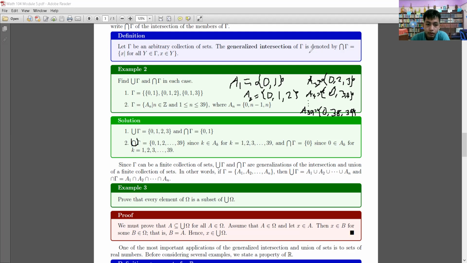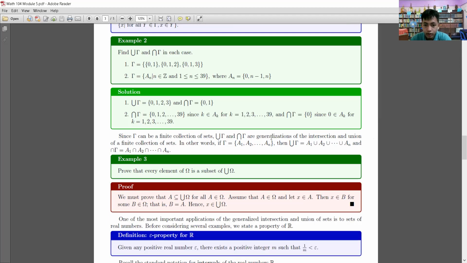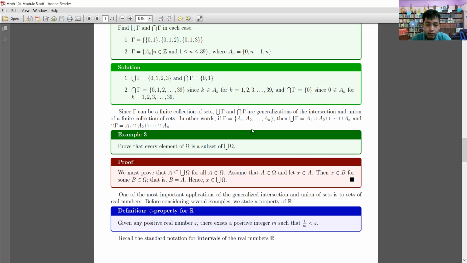So, since tau can be a finite collection of sets, the generalized union and generalized intersections are generalizations of the intersection and union of a finite collection of sets. Okay? So in other words, kapag meron tayong finite collection of sets, then yung generalized union nila is yung union lang ng sets. And yung generalized intersection is yung intersection lang ng sets. Okay?